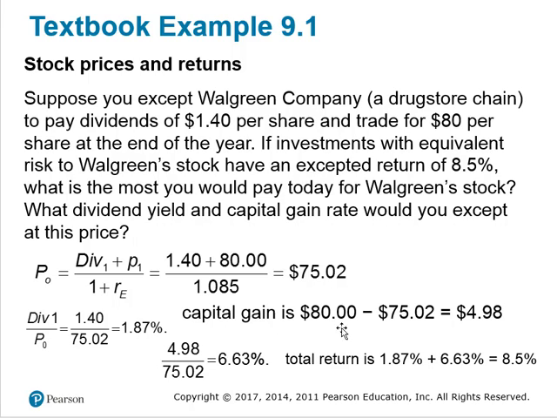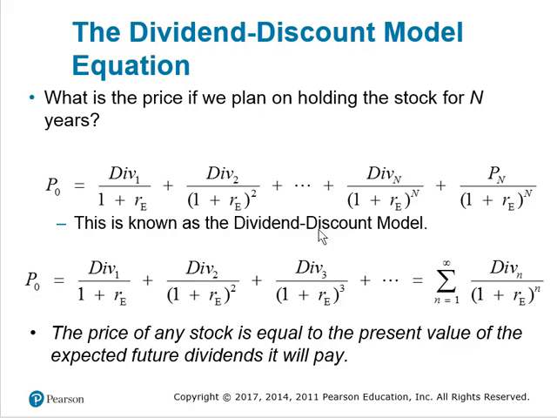The capital gains that you get on this, obviously the change in price, would increase to $80 from $75. That's $4.98. So the capital gains on the stock would be about 6.63%. So that total return is the 8.5% that we assumed for this stock. So for this company, its total returns come partly from dividends and partly from capital gains.